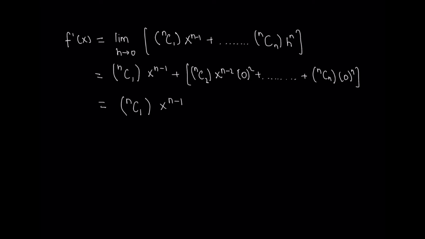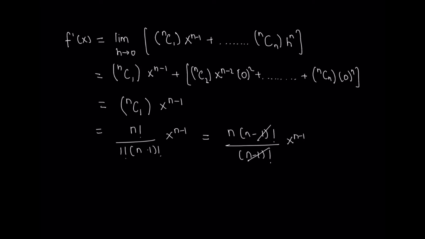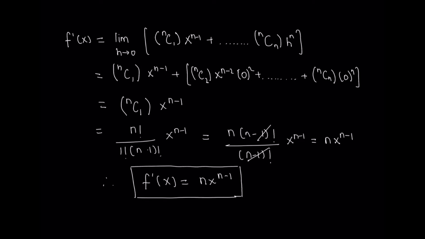And for those who know what this C(n,1) means, it simply means n factorial upon 1 factorial times n minus 1 factorial. And n factorial could be written as n times n minus 1 factorial, upon n minus 1 factorial, so the n minus 1 factorials cancel each other out, and we are left with n x to the power n minus 1. So the derivative of the function is n x to the power n minus 1, and we have proved our result. Let's try out an example to understand it in a better way.